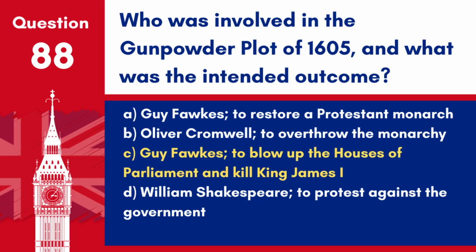Answer: C. Guy Fawkes, to blow up the Houses of Parliament and kill King James II. The Gunpowder Plot of 1605, involving Guy Fawkes and other conspirators, was an attempt to blow up the Houses of Parliament during the state opening, to kill King James II and restore a Catholic monarch.